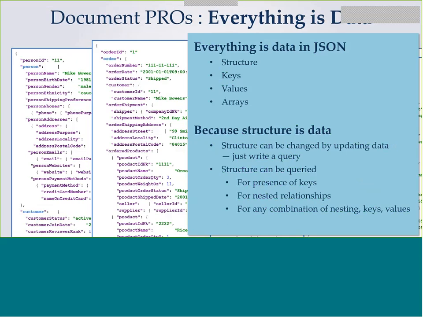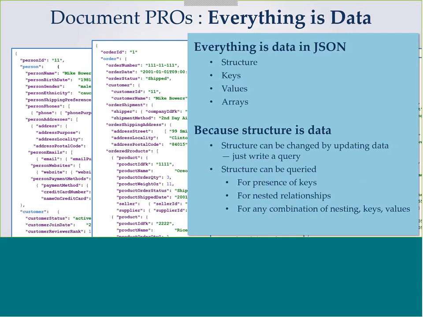Everything is data. Your relationships are data. Your structure is data. Your data is data. Everything is data. Because everything is data, you can write queries to query structure. You can write queries to change structure. You can write queries to do anything. Everything is queryable. You don't have a separate metadata database that tells you what the metadata means or what it is. Well, nothing tells you what it means.